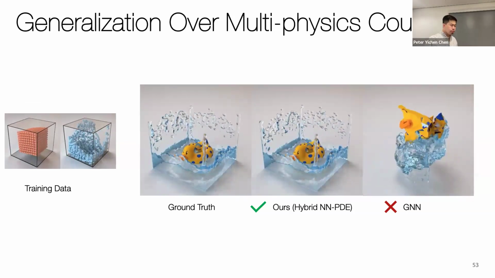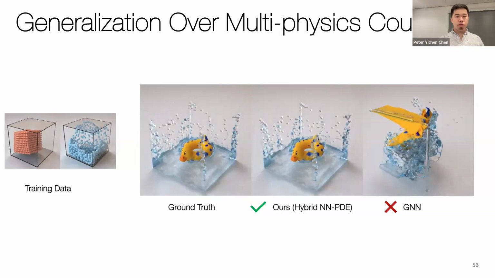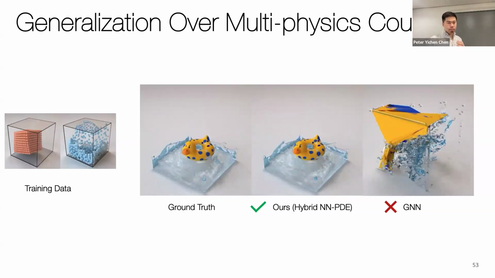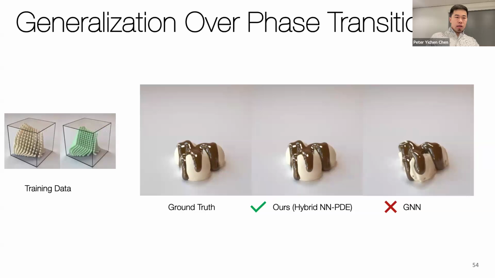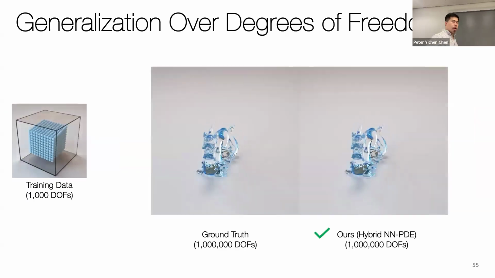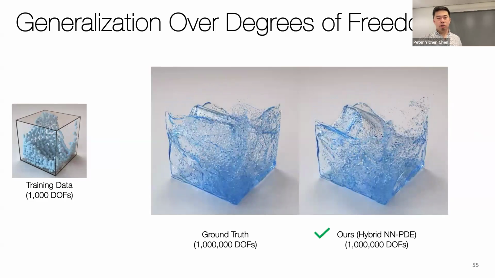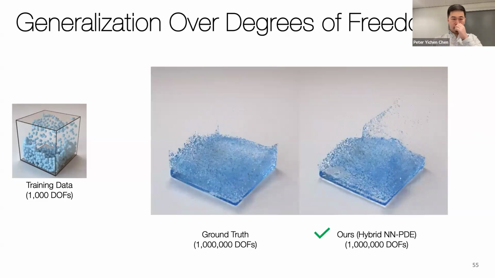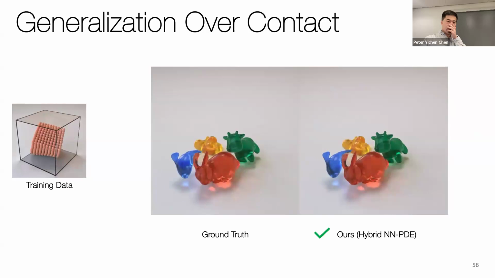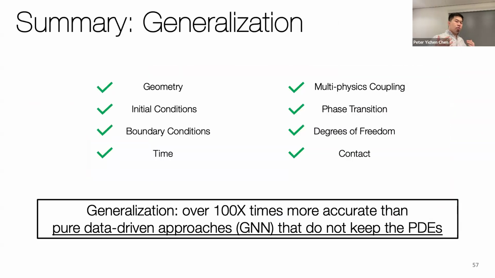And again, if we train different types of material, then we can couple them easily through traditional methods, as well as changing phase between them. And even generalizing to degrees of freedom that is significantly larger than the training data. In this case, go from 1,000 to 1,000,000, as well as supporting contact, right? So in fact, we see that on these generalization tasks, this sort of hybrid neural network and PDE approach is over 100 times more accurate than these pure data-driven approaches that do not keep the PDEs.